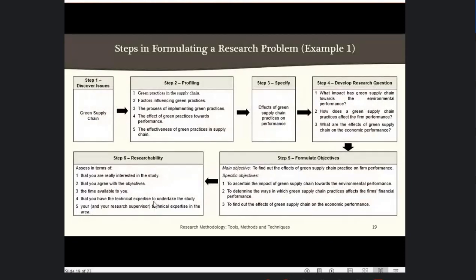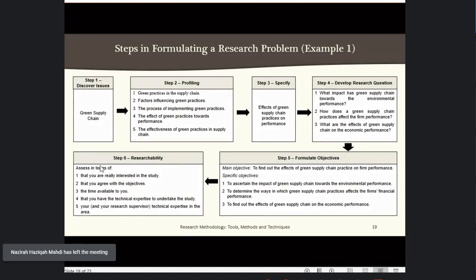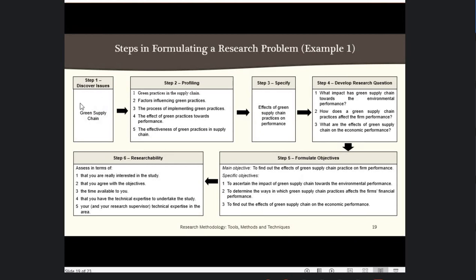And again, I'd like to repeat here. I'll give you an example, a very good and clear example. The issue is green supply chain. In your introduction part, you tell the story, talk about general supply chain. If you are interested in general supply chain in Malaysia, the introduction part is the supply chain in Malaysia. For profiling, you can find the areas in which people do research regarding green supply chain.